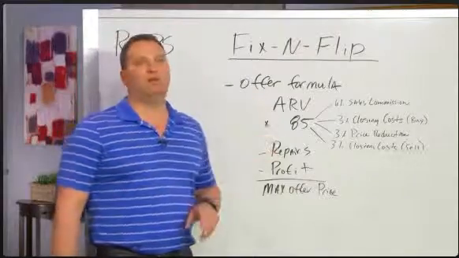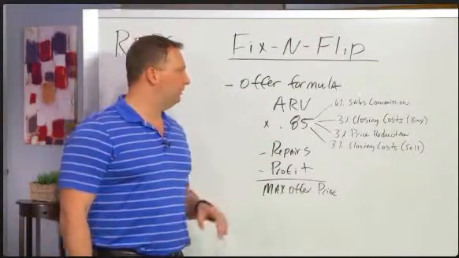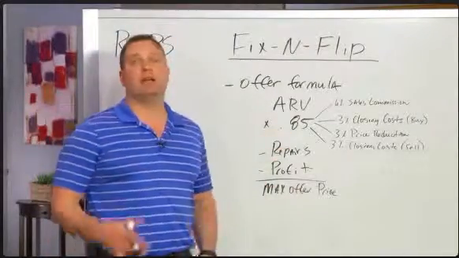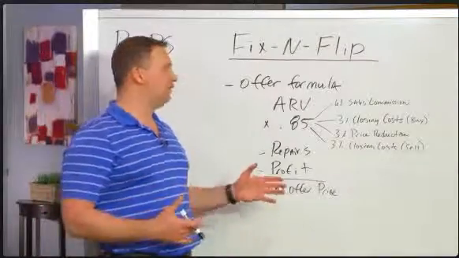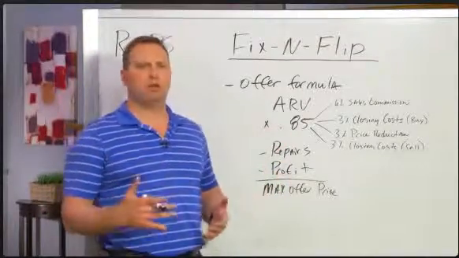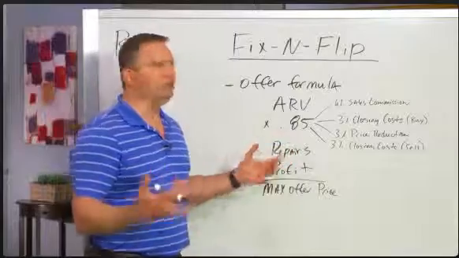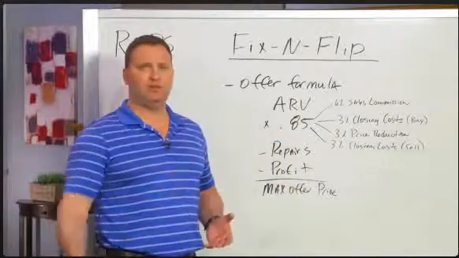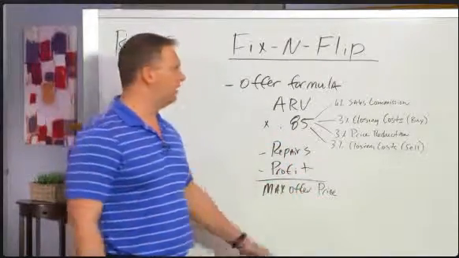So once we've got the after repaired value and we know what the value of this property is, we take it times 0.85 in this fix and flip scenario. So why are we taking it times 0.85? When you take it times 0.85, you're subtracting 15% off of it. Where does that 15% go?